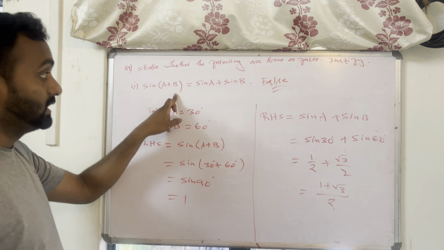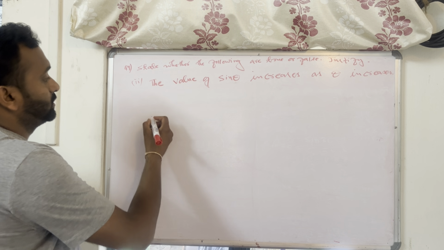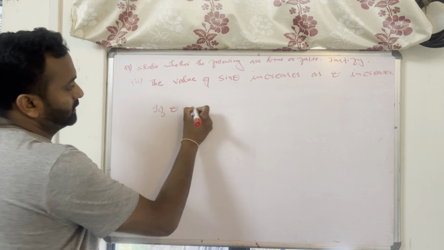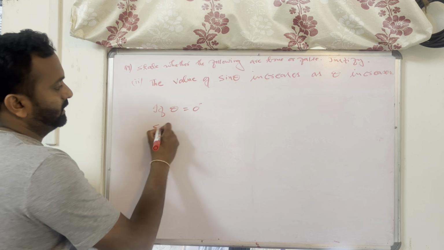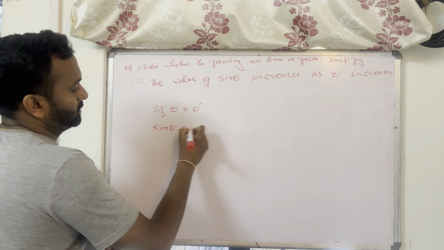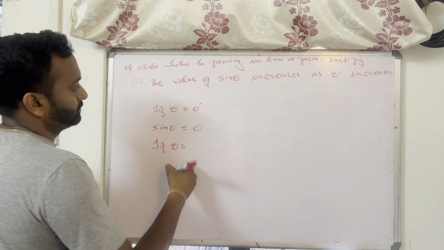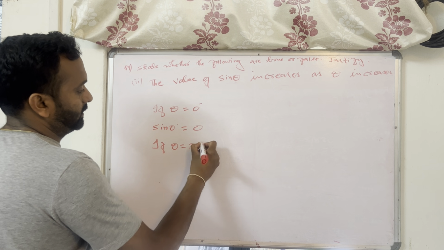So now we will be justifying question number 2. The value of sine theta increases. So basically this is true, but I will have to show you how. Look here, if I take theta as 0 degree, sine 0 degree will be how much? 0. If I take theta as 30 degree, sine 30 will be how much? Sine 30 degree is half, and we know half is nothing but 0.5.